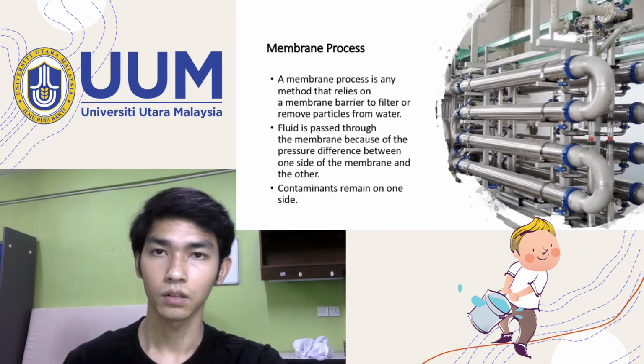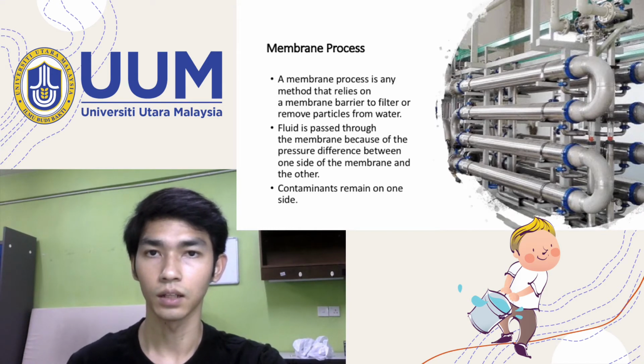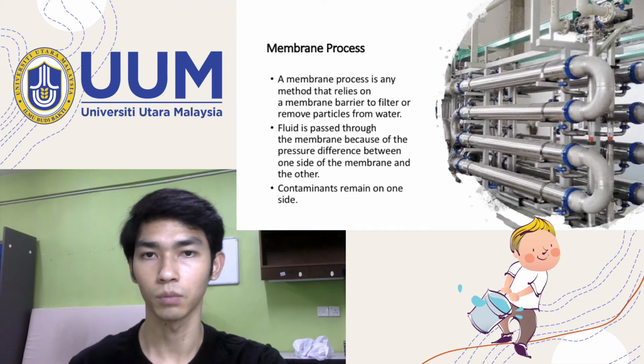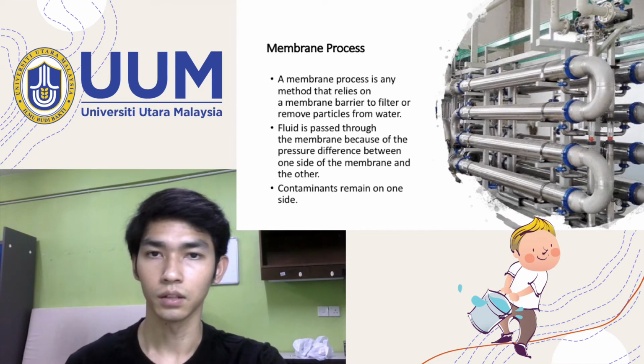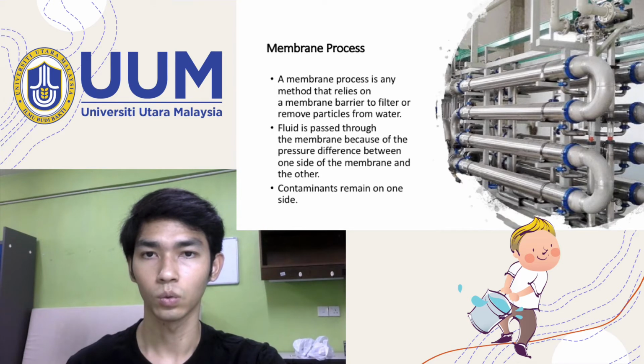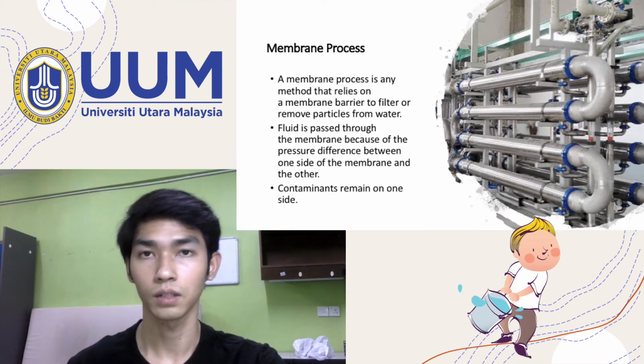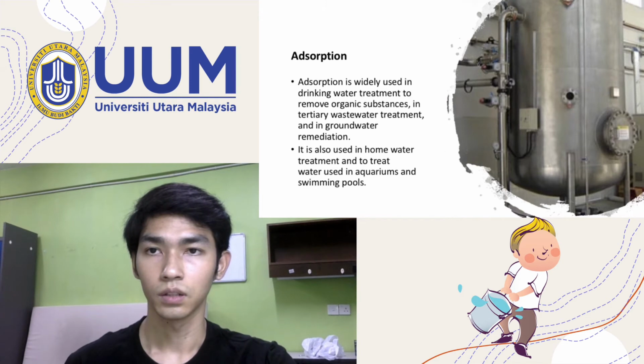So the second technology is the membrane process. A membrane process is any method that relies on membrane barriers to filter or remove particles from water. Fluid is passed through the membrane because of the pressure difference between one side of the membrane and the other. Contaminants remain on one side only. So the third technology is adsorption.